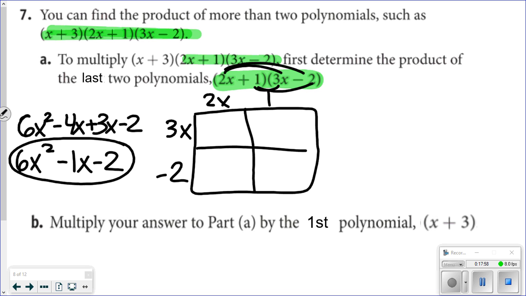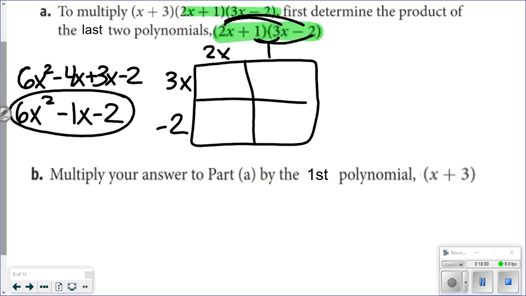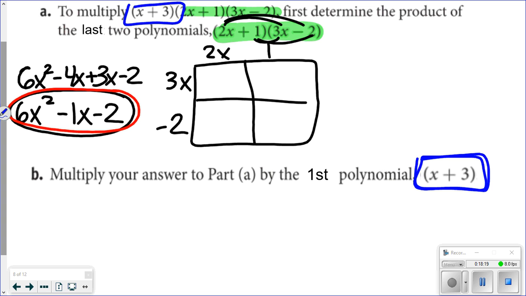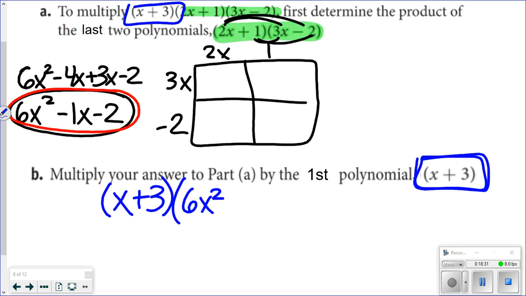binomials. Now what we're going to do, part B, or the second step, is we are going to take our answer to part 1, which I just circled for you, and I'll recircle it in red. We're going to take that answer and multiply it by that first polynomial, the first set of parentheses, the binomial, which is x plus 3. So what it would look like side by side is x plus 3, 6x squared minus 1x minus 2.